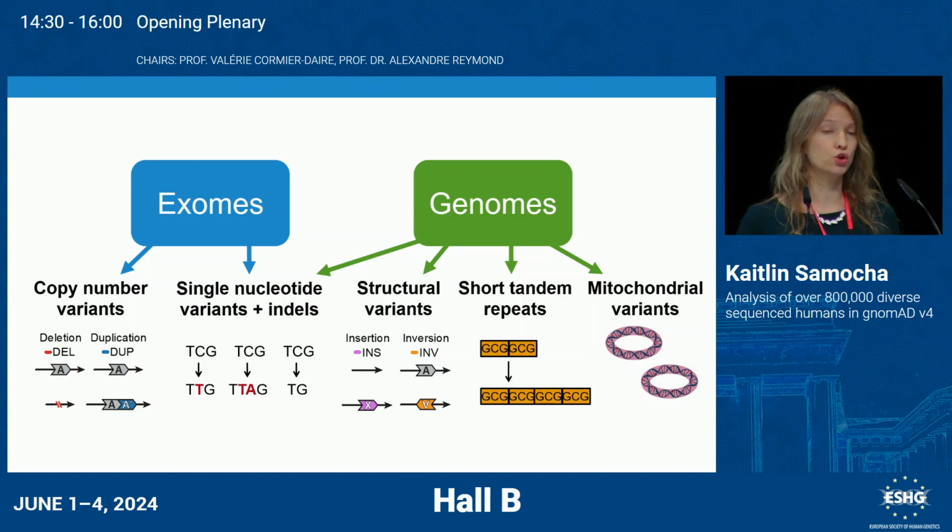We have called short tandem repeats on a subset of our genomes, and they're available online for about 60 disease-associated loci. And we do have mitochondrial variant calls from the genomes as well. So there's quite a lot of data within this database across a number of different variation types.